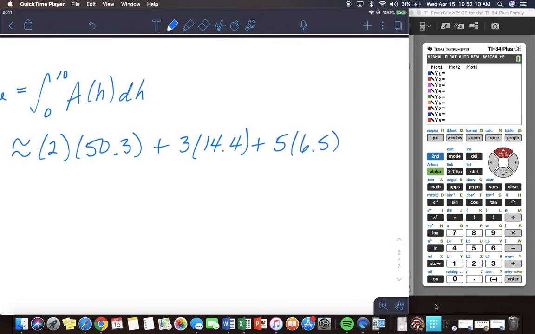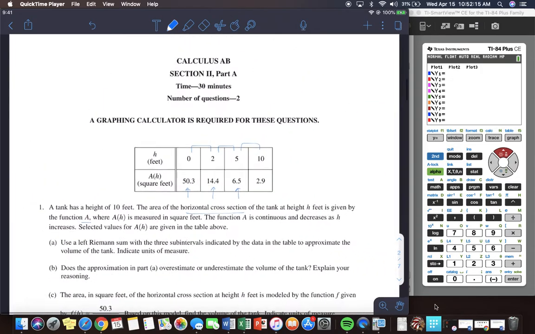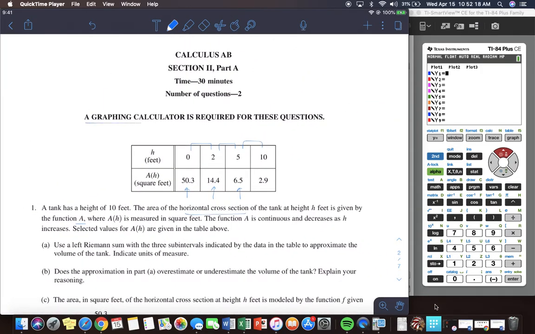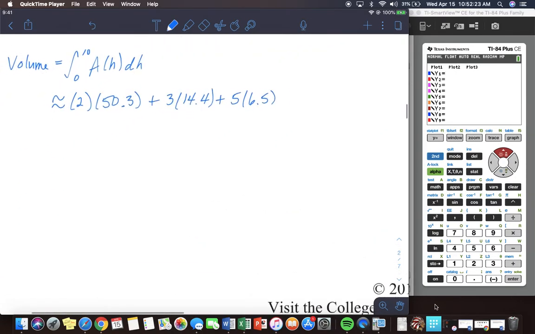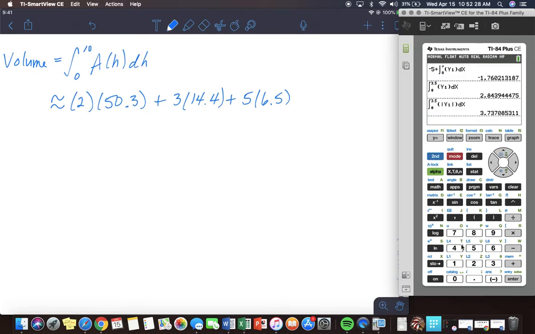This is a calculator problem because it's one of the first ones on the free response from 2017, where a graphing calculator is required for these questions. So we'll use our calculator on this one. What we'll do is take 2 times 50.3 plus 3 times 14.4 plus 5 times 6.5, and get 176.3.